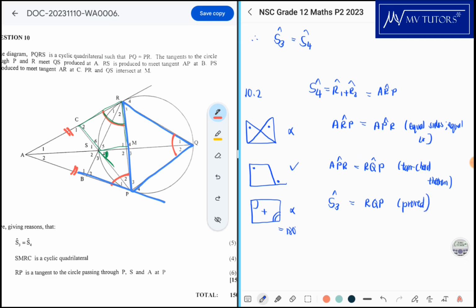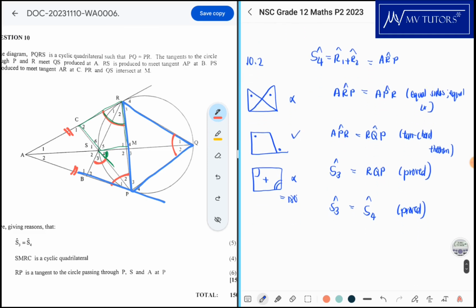Okay, so S3 is equal to Q, and we know that S3 is equal to S4. Okay, that was also previously proved. And now I can say that S4 is then equal to ARP. Woo. Which is what we were trying to show here, right? So S4 is equal to ARP.